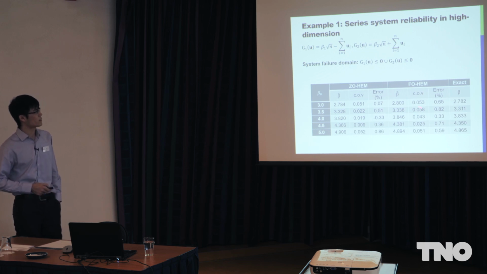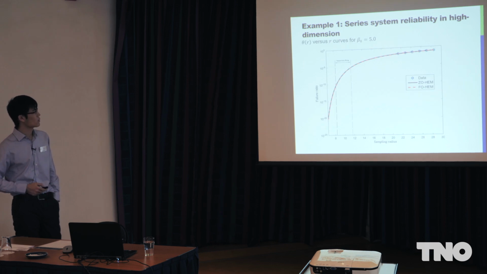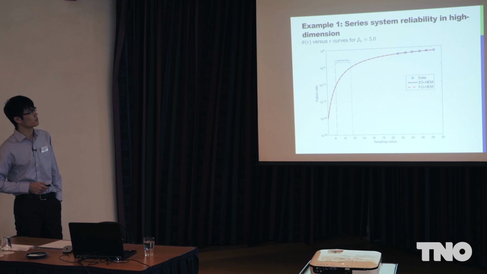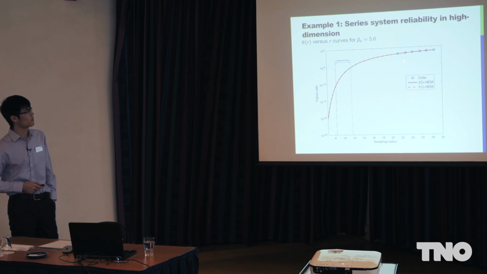We also applied this method to a simple series system problem, and we found the performance of these two methods reasonably good. This picture shows the change of the failure ratio versus the sampling radius. Here, the dots are the data we used to estimate the model, and this is the typical set. You can see the data here is very far away from the important region. But I think because of the geometrical insight we used, it gives useful information. So even with data here, we can estimate this region very accurately.